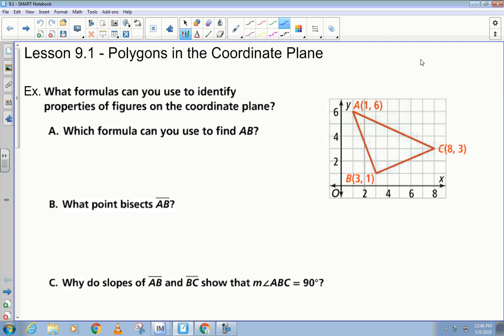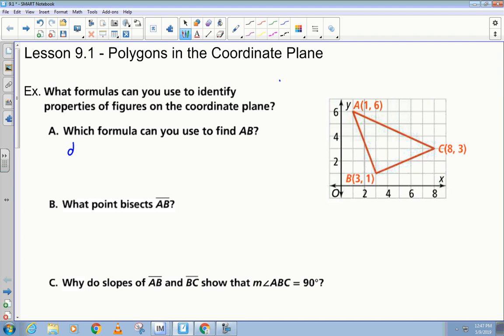Okay, so we're talking about polygons and the coordinate plane. We've learned several different formulas throughout the year, and so now we're going to apply when and how to use these things. Okay? So the first question says, what formulas can you use to identify properties of the figure in a coordinate plane? What formula would you use to find AB? Distance, right? Because distance tells you how long something is. It tells you the length. So we would use the distance.